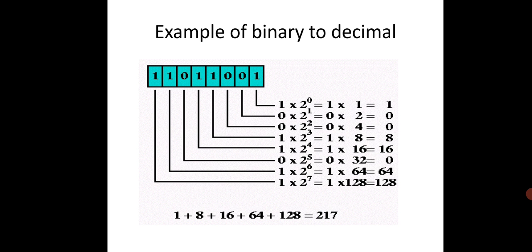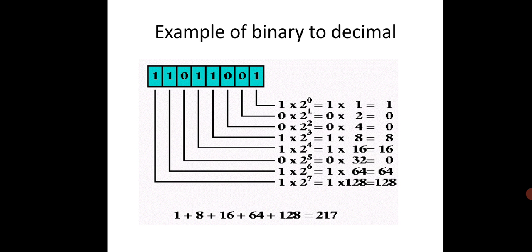The next is 0. So again 0 into 2 raised to 5. 2 raised to 5 is 32, but 0 into 32 is 0. The next is 1. So 1 into 2 raised to 6. 2 raised to 6 is 64. So 1 into 64 is 64.